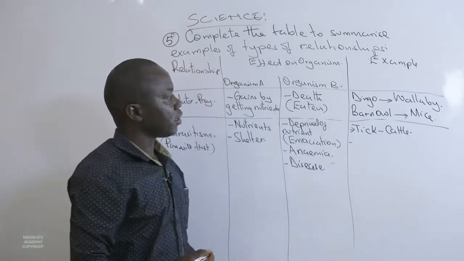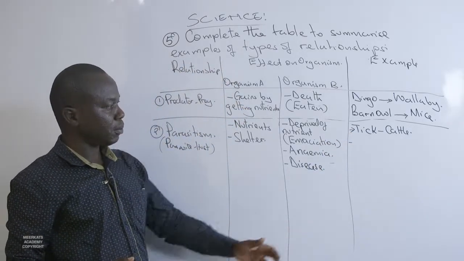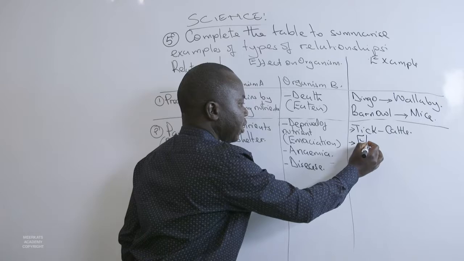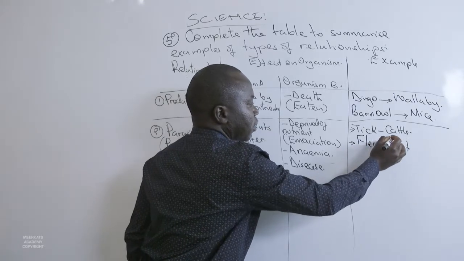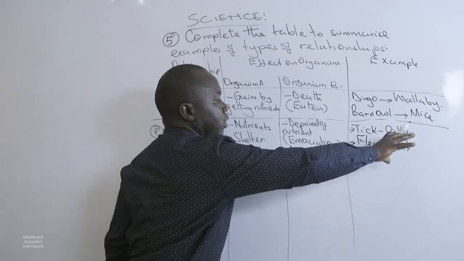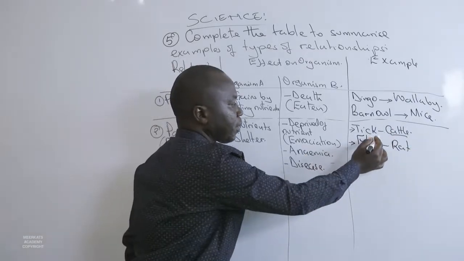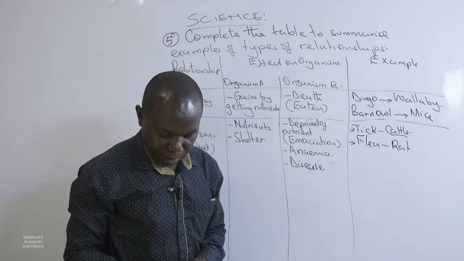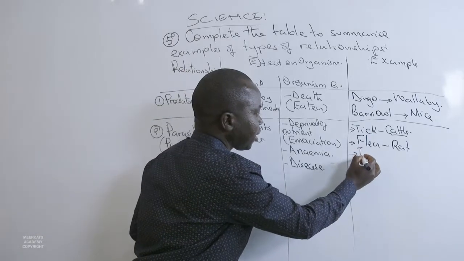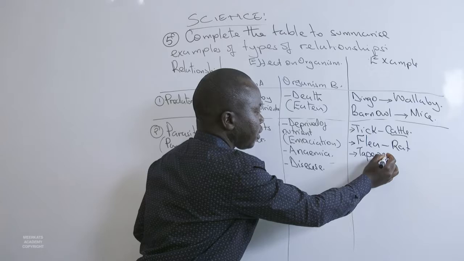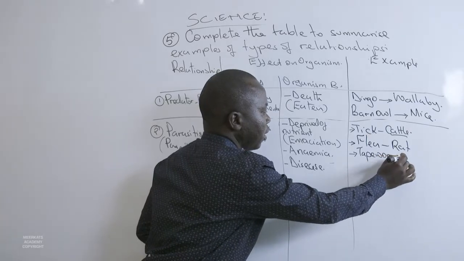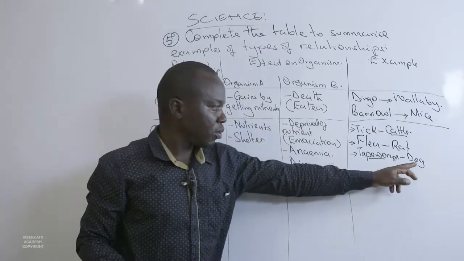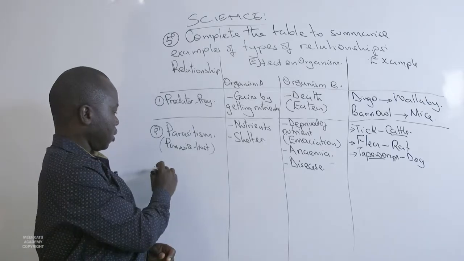An example of this parasite-host relationship could be the tick and cattle. We have the flea and rat. So the cattle on this side is the host. Tick, parasite; cattle, the host. Flea, the parasite, and then the rat being the host. You have several others, like the tapeworm and dog relationship, such that the tapeworm is the parasite and the dog is the host.